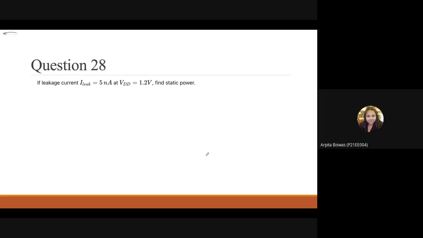So how to calculate this static power? Just multiply. Tell me what is the right answer. 6 nanowatts. Yes. So just multiply this I leakage into this voltage 1.2. So this is 6 nanowatt. So next we move toward question number 29.